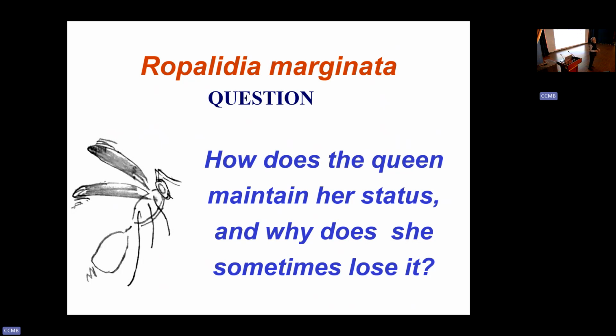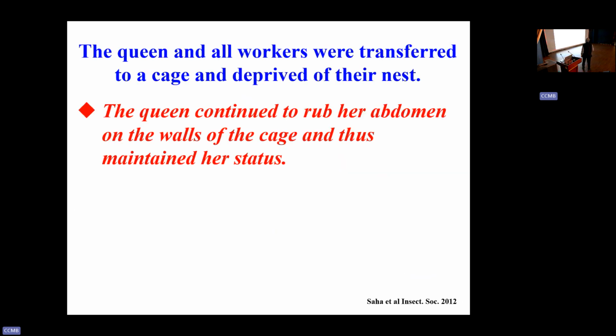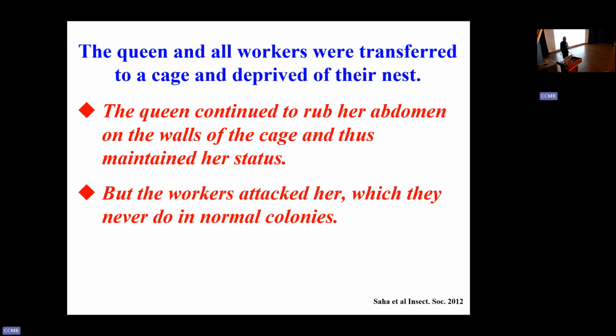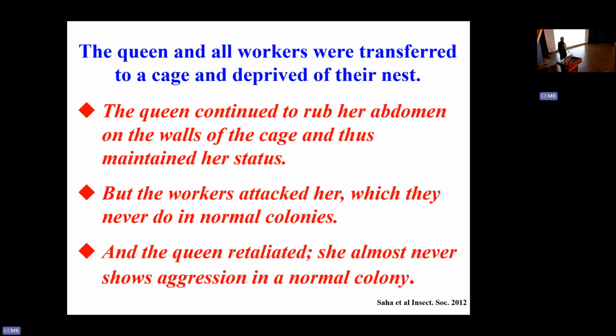And indeed they sensed it because they attacked the queen. Never in a normal colony have we seen workers attack the queen. They attack the queen. But then why was the queen not overthrown? An even greater surprise, the queen fought back. The meek and docile, non-aggressive, non-interactive queen said, yes, I can fight. So when required, she can fight. Indeed, that's what happened. The queen continued to rub her abdomen on the walls of the nest, but the workers attacked her, which they never do in normal colonies, and the queen retaliated. She almost never does this in normal colonies.